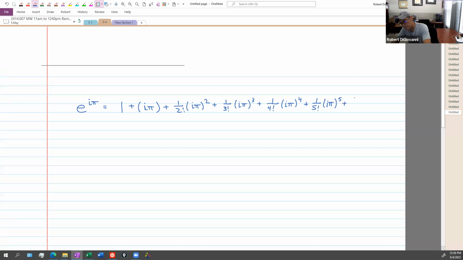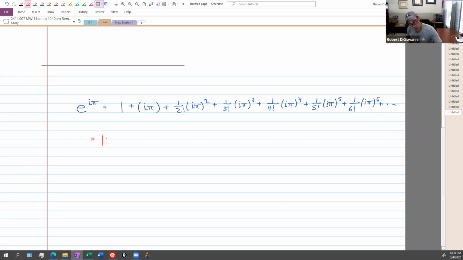You all know what I'm doing here? What am I doing? Preparing to make a series. I'm plugging it into the Maclaurin series, right? This is the Maclaurin series for e to the power x, but I'm replacing all the x's with i pi's. Believable? But okay.